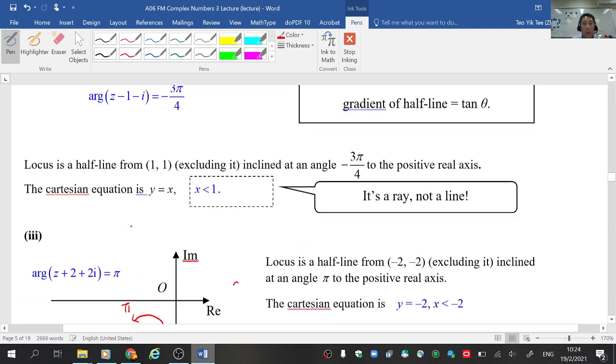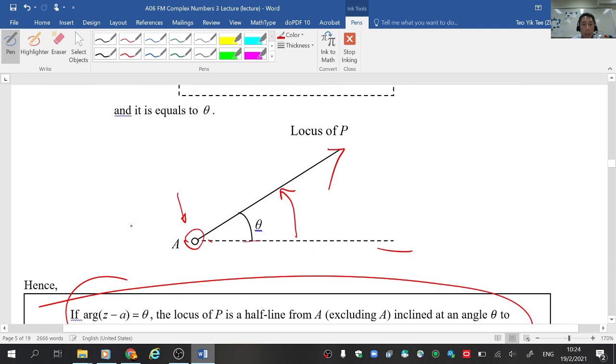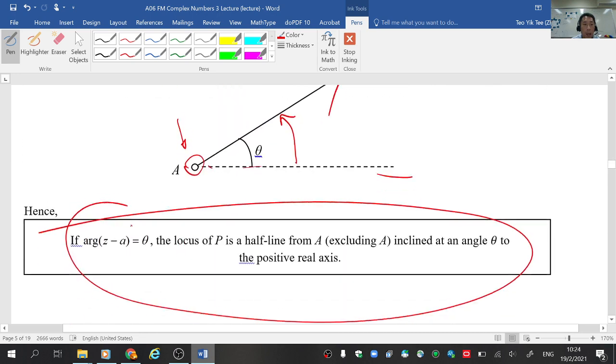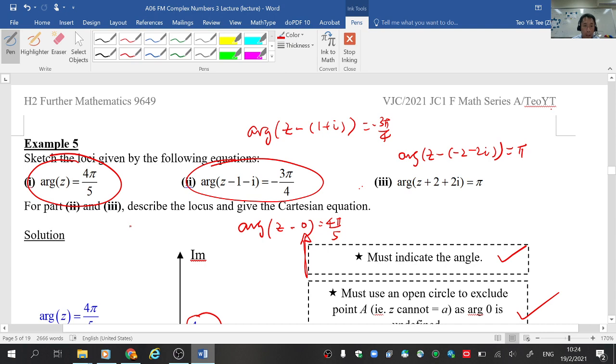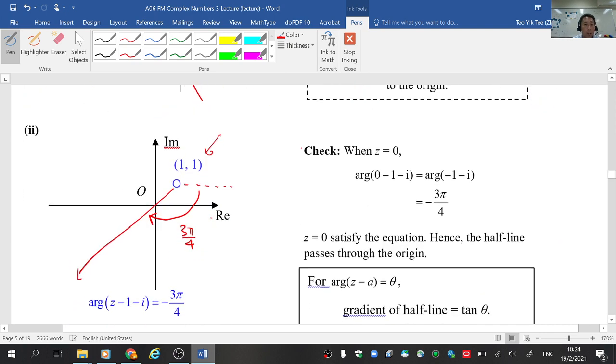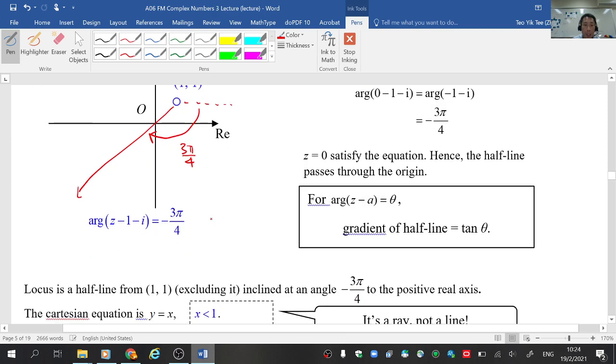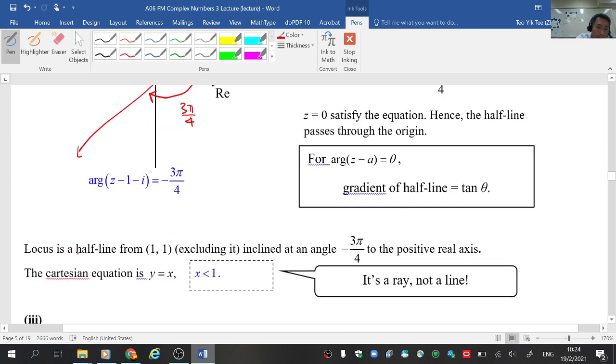So if I actually ask you to find the Cartesian equation of these three lines, make a description. Let's try the description first for part 2. The description of part 2 is a half line starting from (1, 1), making an angle of negative 3 pi over 4 to the real axis.